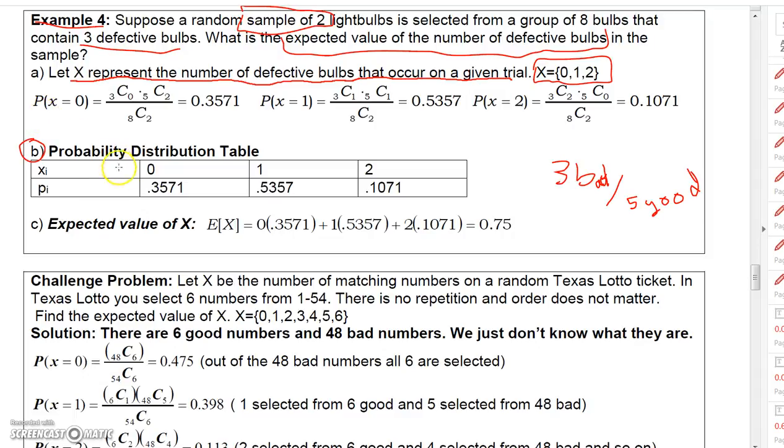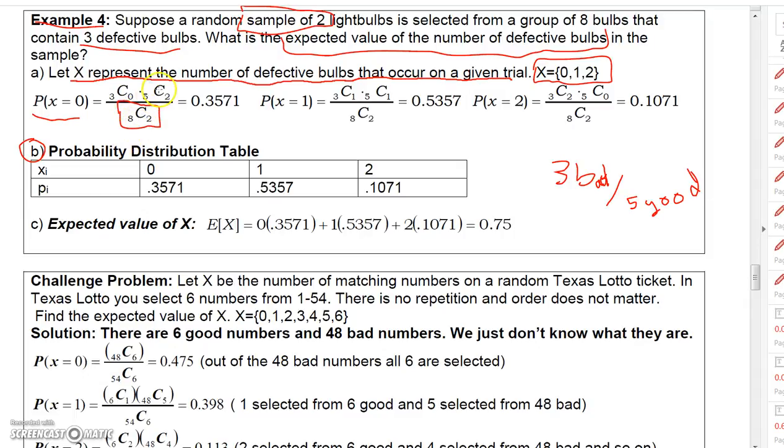But in order to do that, obviously I know that x values can be 0, 1, or 2, but I need to get their probabilities. Well, the denominator is going to be the total number of samples possible. So that's going to be out of 8 bulbs, choose 2. So that's the total number of samples possible.